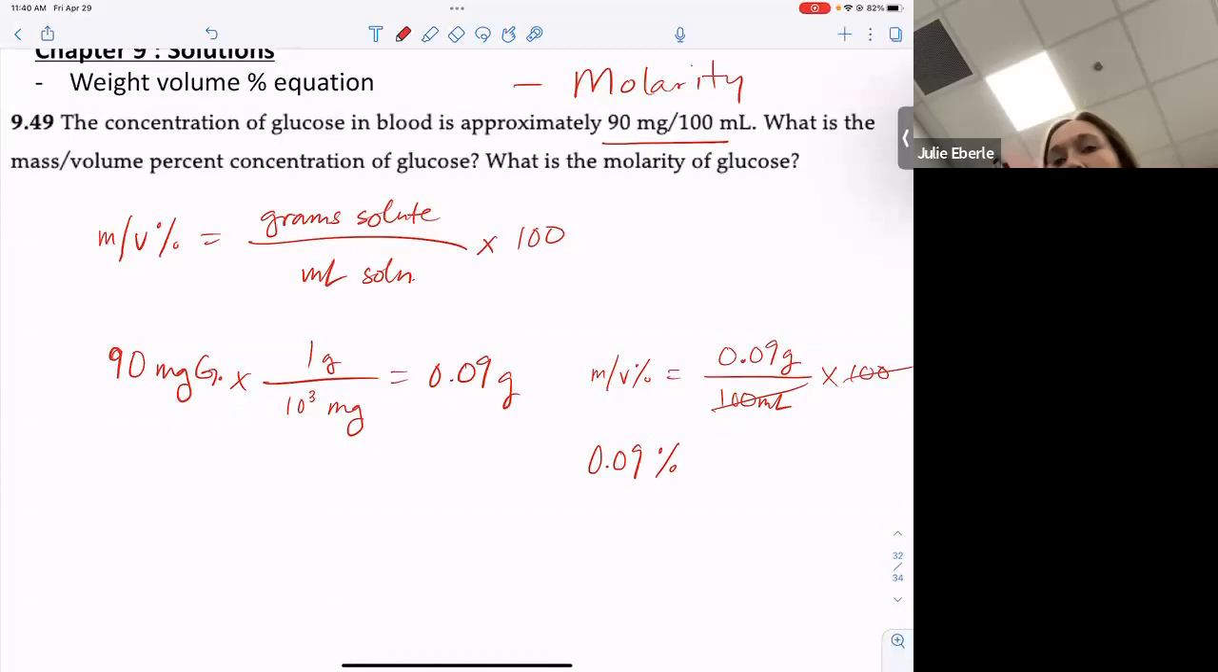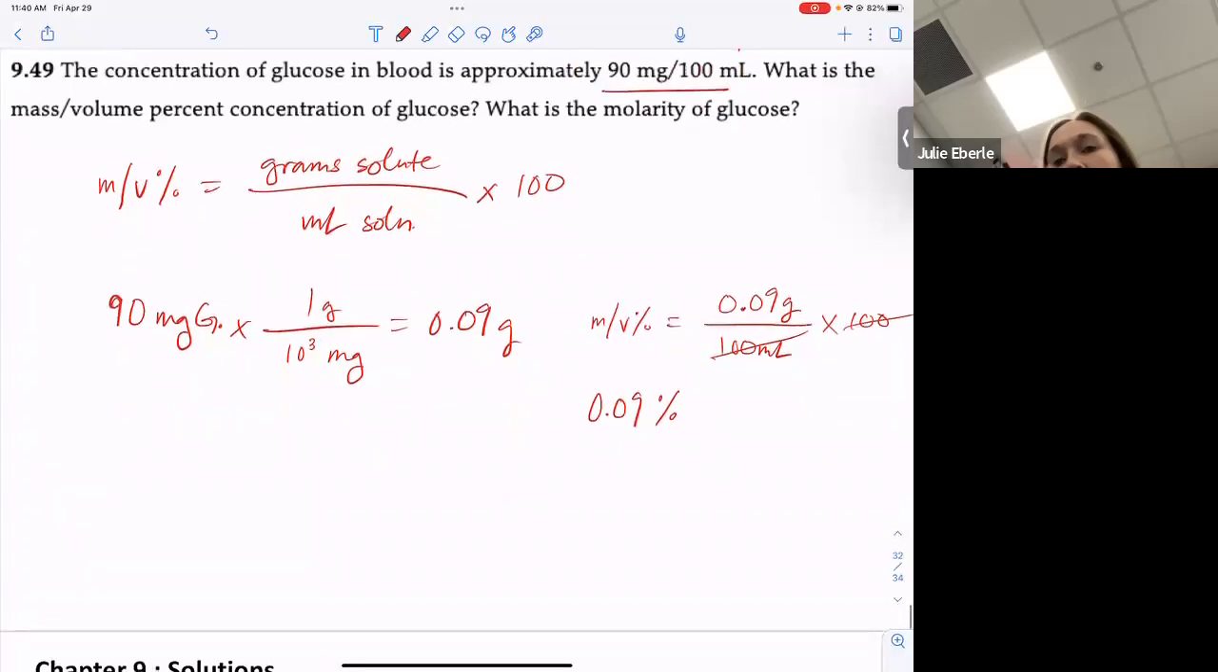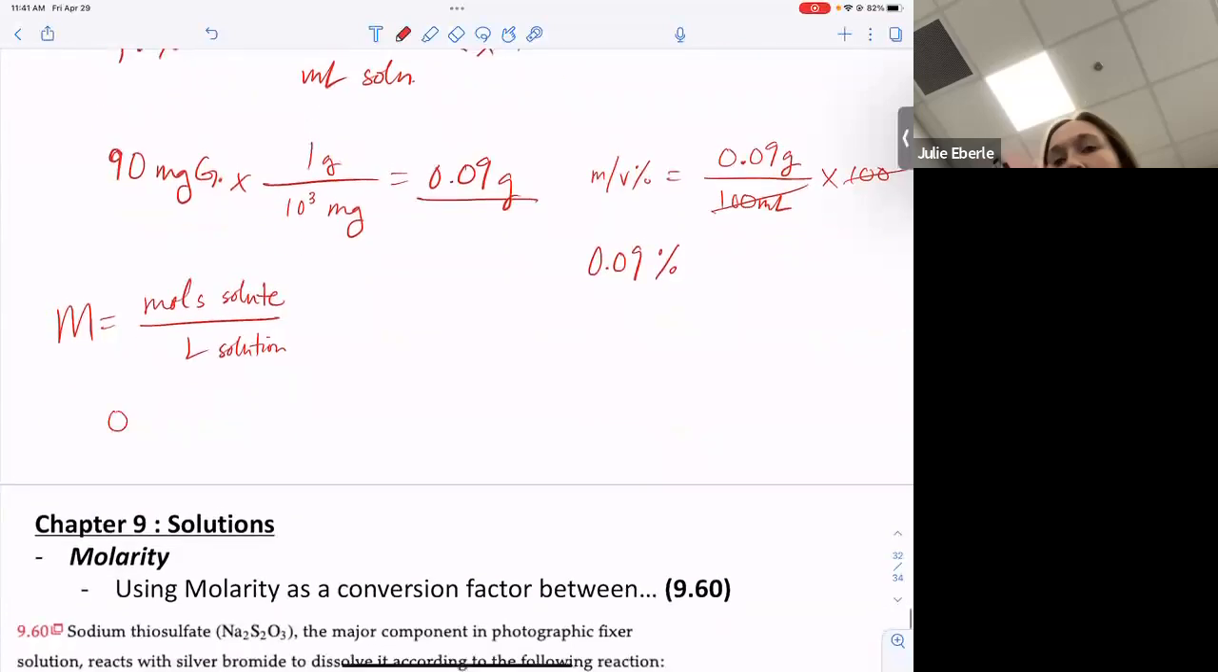But what's the molarity? Okay, so how would we get molarity out of this information? Molarity is moles of solute over liters of solution. So for molarity, we need moles of glucose. We have grams of glucose. We know it's 0.09 grams. We need to convert that to moles.